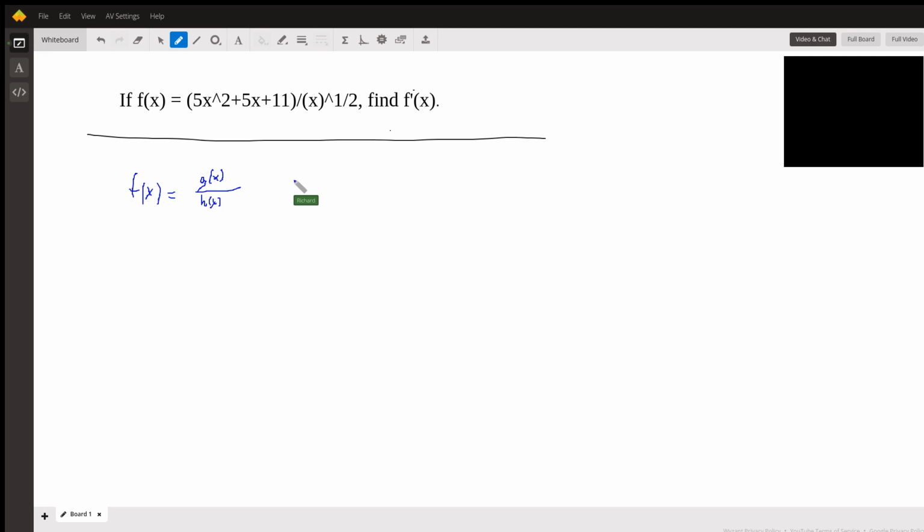If that's the situation that you're working with, then f prime of x is the denominator, which would be h of x times the derivative of the numerator, g prime of x, minus the numerator, which is g of x times the derivative of the denominator, over the denominator squared. So that's the quotient rule, and it's just something you have to memorize. Now let's go ahead and apply it.